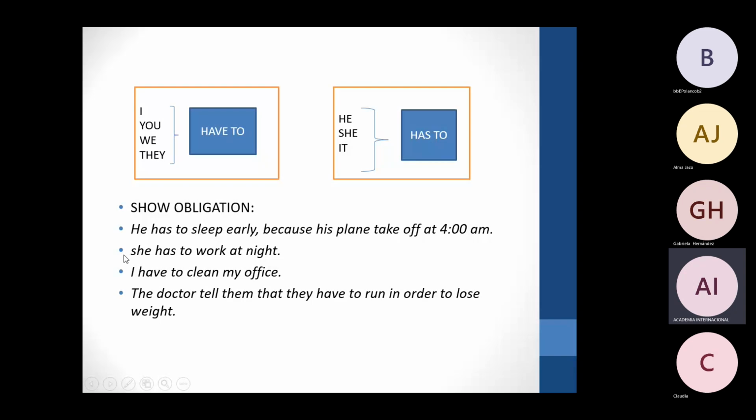Can somebody else help me out reading the second example, please? It's very easy. Don't be shy. Just try to do it. El segundo. ¿Alguien que lo lea? She has to work at night. Okay, thank you very much. She has to work at night. Yeah. Es una obligación, ¿verdad? Y uso has, ¿verdad? Pero es tercera persona.